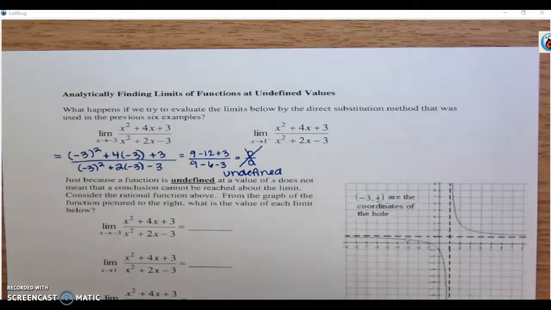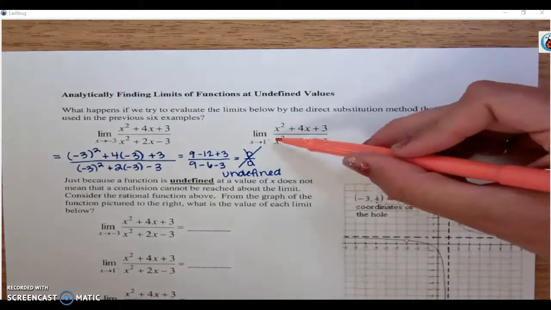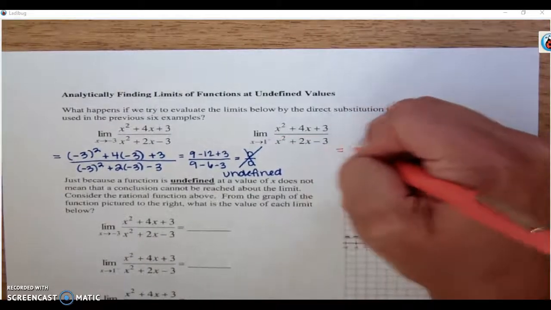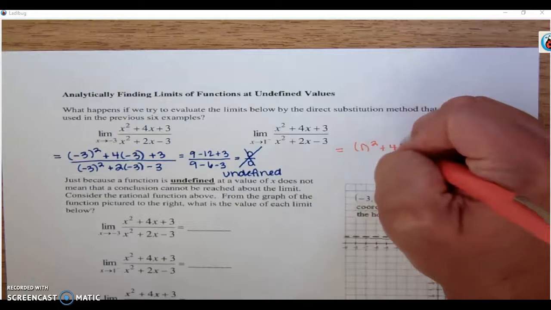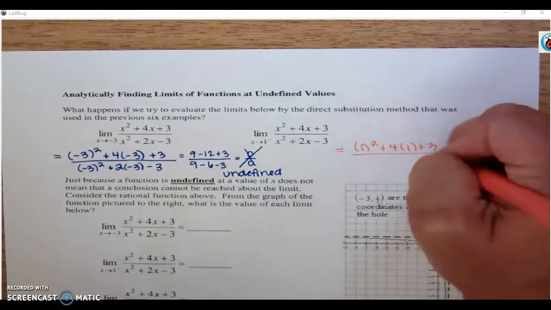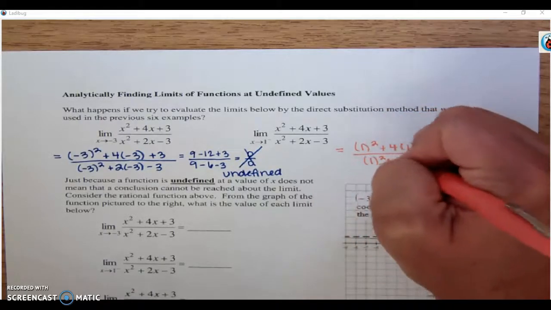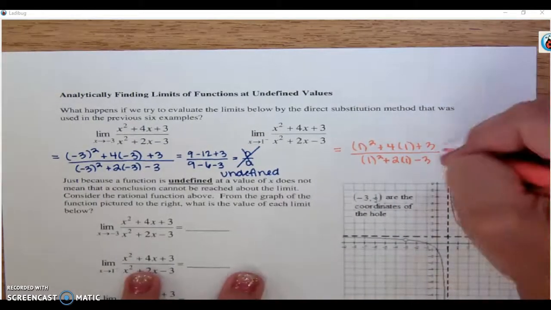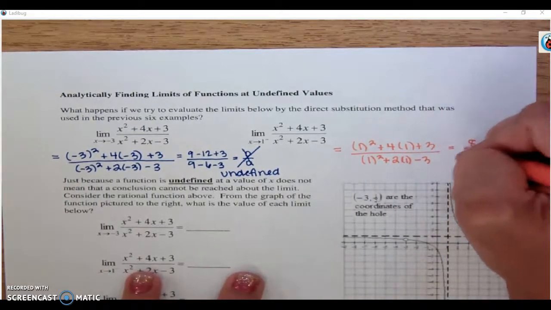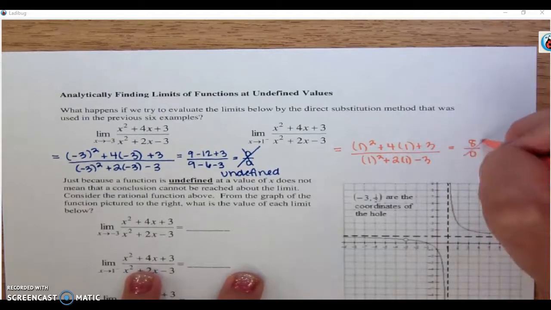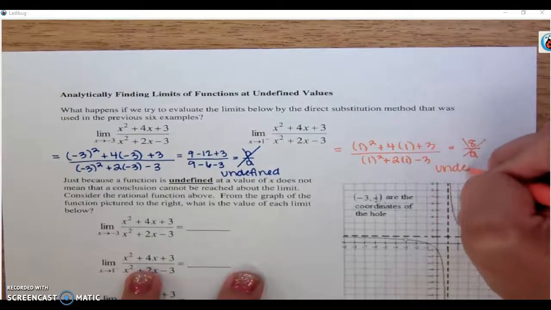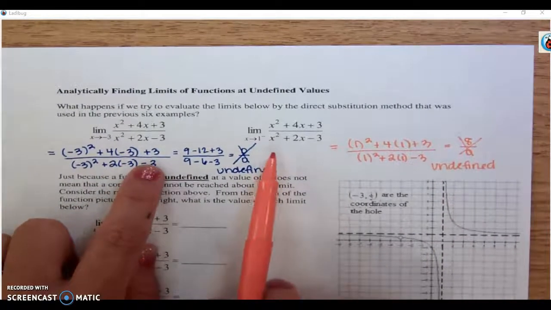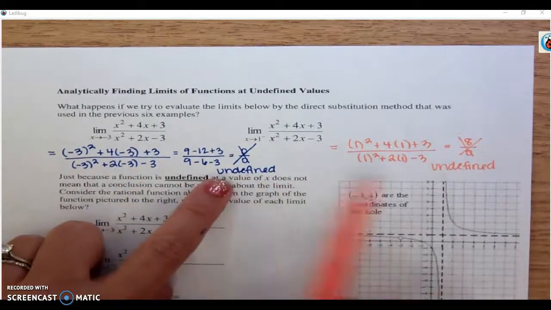I'm going to do the same thing with this one. It says the limit as x approaches 1 from the left. Well, it doesn't really matter if it's the left or the right. To do direct substitution, you're just going to plug in that number. So we're going to plug in 1. If you plug in that 1, we're going to end up with 8 over 0. Once again, we have 0 in that denominator, which we can't have, so this is going to be undefined. These are instances where direct substitution does not work because you get an answer that's undefined.